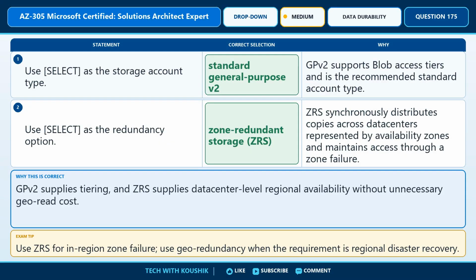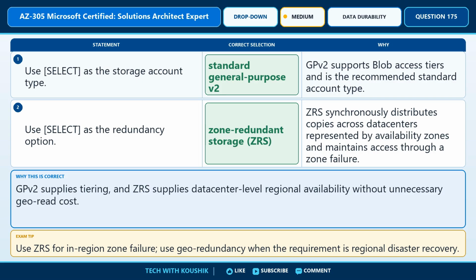The correct value for Statement 1 is Standard General Purpose v2. GPv2 supports blob access tiers and is the recommended standard account type. The correct value for Statement 2 is Zone Redundant Storage, ZRS. ZRS synchronously distributes copies across data centers represented by availability zones and maintains access through a zone failure.